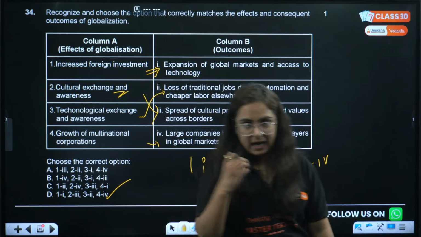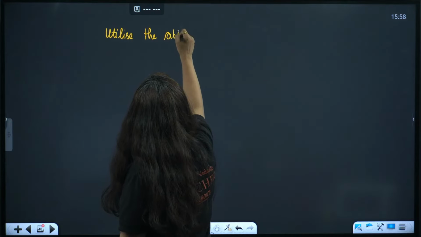Next question. Now we have some long answers. Evaluate the utility of public services in contributing to the well-being of society. Now this one is for how many marks? 3 marks. No 2-marker question is present in economics according to the sample paper. So what is the question saying? The question is saying that we need to evaluate the utility of public services.